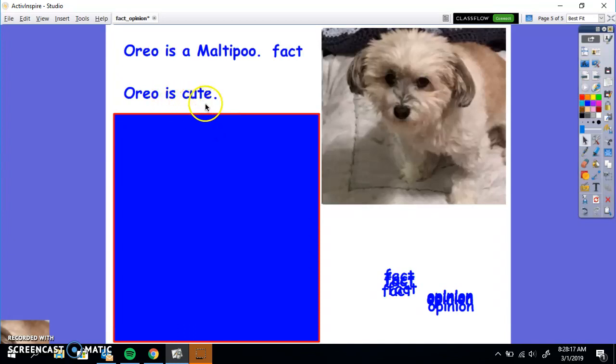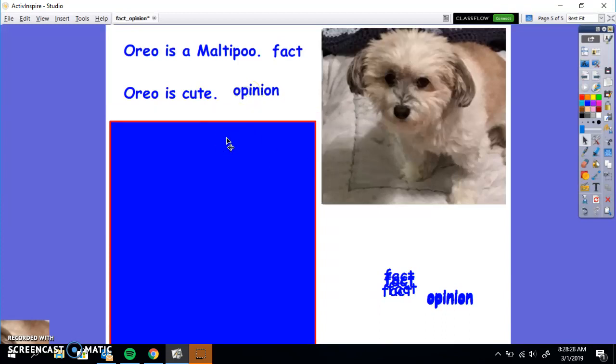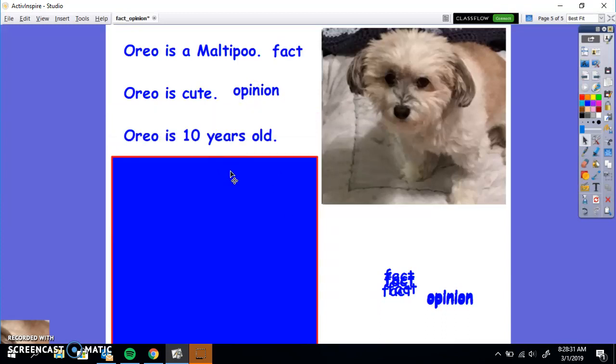Oreo is cute. While this is obviously the case, this is going to be an opinion because some people may not agree with that. Oreo is 10 years old. This is going to be a fact. Again, you could ask the owner, you could look at his papers where he was purchased. Easily verifiable. Now, if I took out the 10 years and just said Oreo is old, then that would make it an opinion.